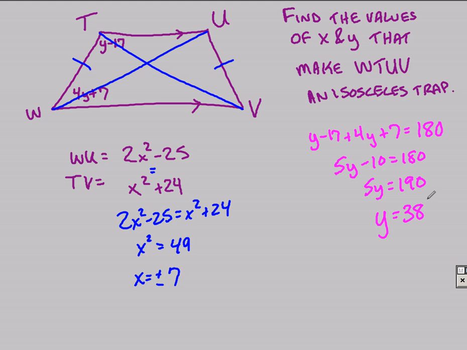Alright, so there's how you would solve problems using trapezoids. Remember always, when we do isosceles, diagonals are congruent, the legs are congruent, and the angles always, in these, our base angles are congruent, and top angles should be congruent as well.